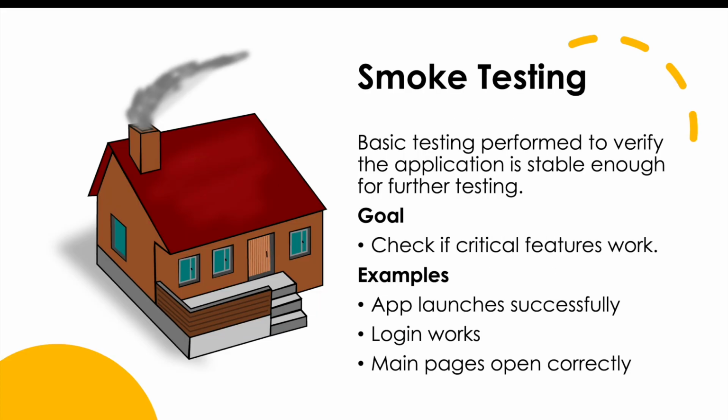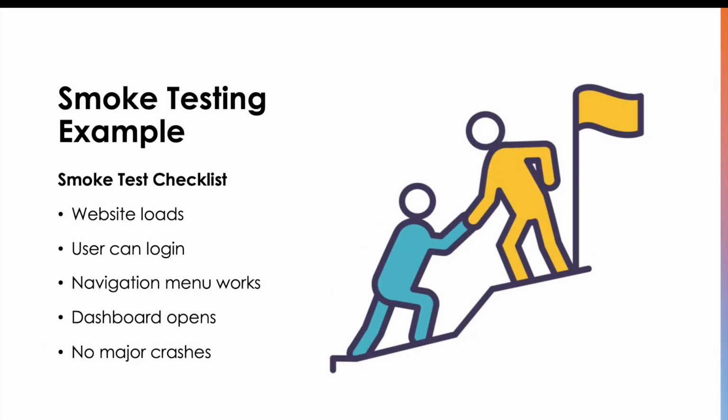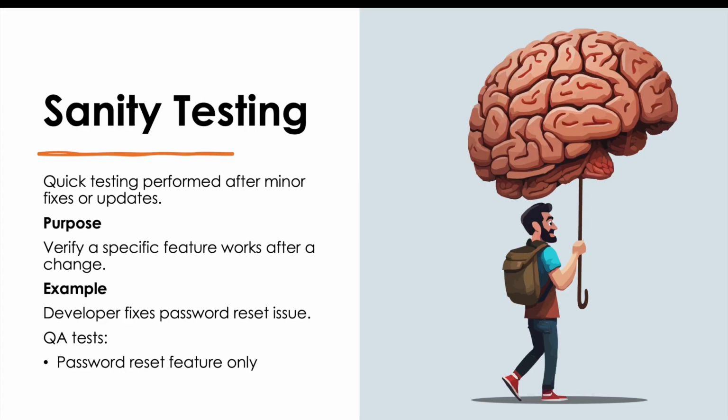Smoke testing: basic testing performed to verify the application is stable enough for further testing. The goal is to check if critical features work. For example, the app launches successfully, the login works, the main pages open correctly. A checklist for a smoke test would be: website loads, user can log in, navigation menu works, dashboard opens, and no major crashes.